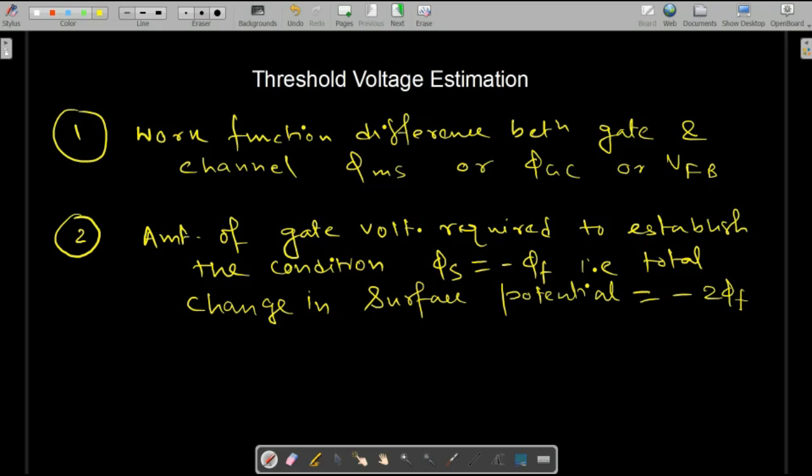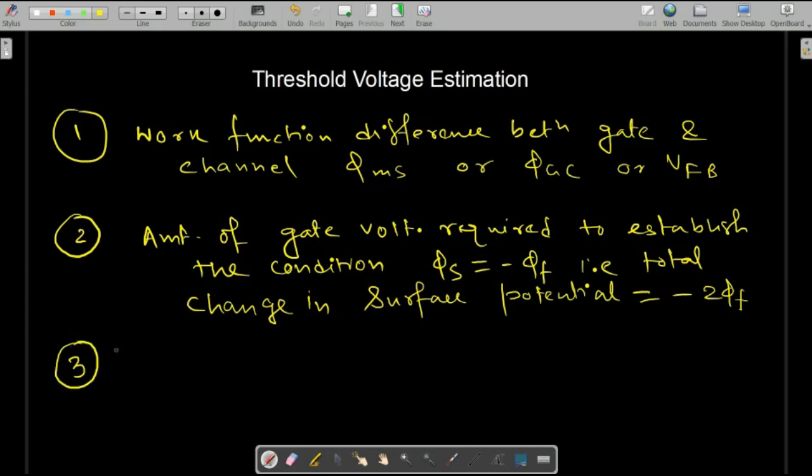So the next component is that amount of gate voltage required to establish the condition phi s equal to minus phi f. That means you have to bend the energy band. The threshold voltage is related to the strong inversion, so you have to achieve the strong inversion condition, and you know that the total change in surface potential will be minus 2 times phi f. This is the second component of the threshold voltage.